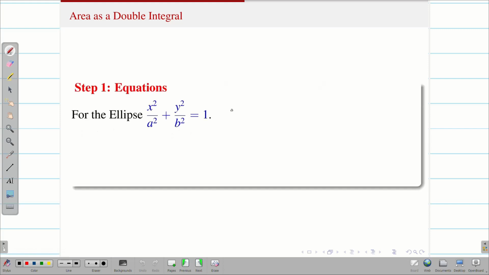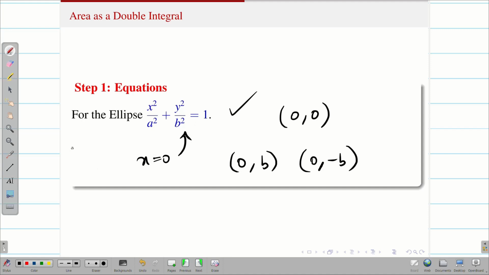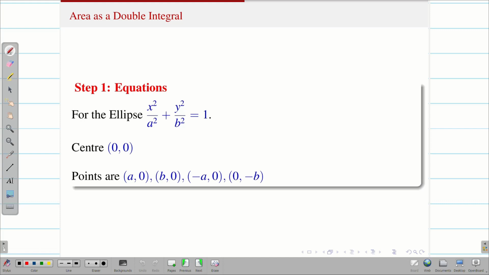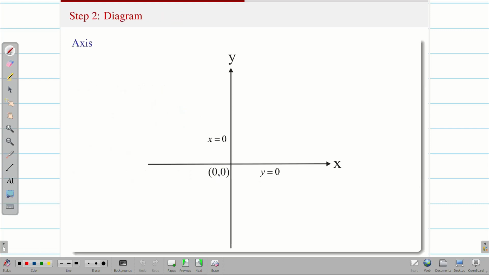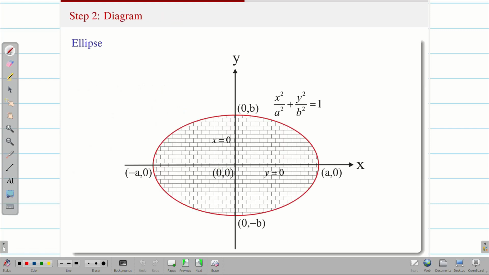Now we know the equation of ellipse. So when you put x 0, the point is going to be 0, b. When you put y 0, you'll be getting the point a, 0. Now we know the ellipse passes through the center 0, 0. When I put x equal to 0 in this equation, I'll be getting the y points as plus or minus b. Now when I substitute y equal to 0 here, my points are plus or minus a. Done. We know the center, we know the points. Step 2, let us draw the figure. This is my ellipse and this is my complete area.